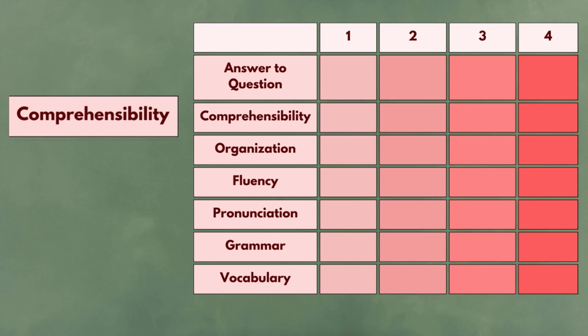Comprehensibility. This refers to how well you are understood. If someone can easily follow what you're saying, then you'll get a higher score. Organization.